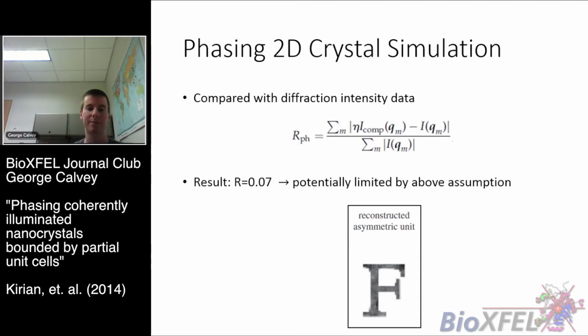They suggested this could be limited by the assumption that the diffraction pattern should be the incoherent superposition of these 4 units. One suggestion they have for future work is using more of the information outlined in the 1D crystal case, rather than just making this assumption.